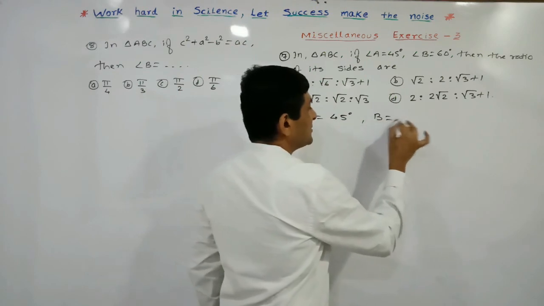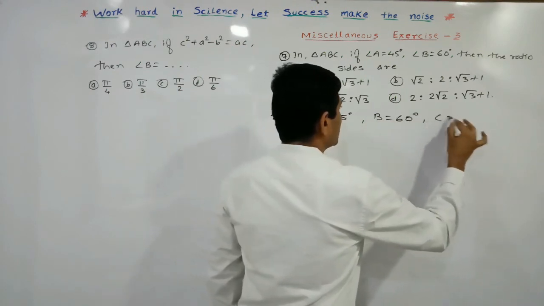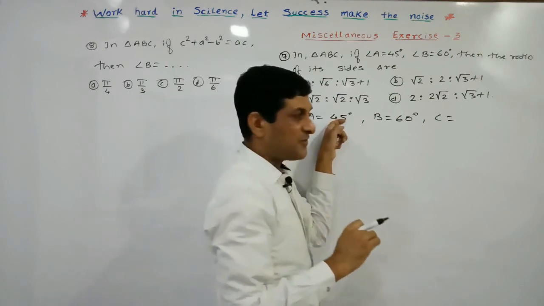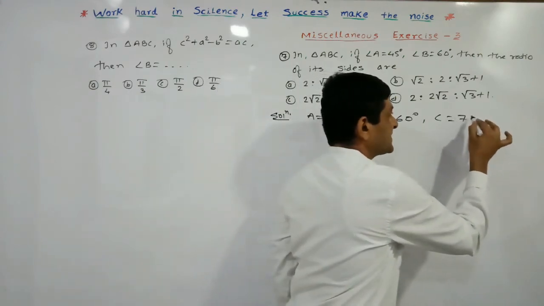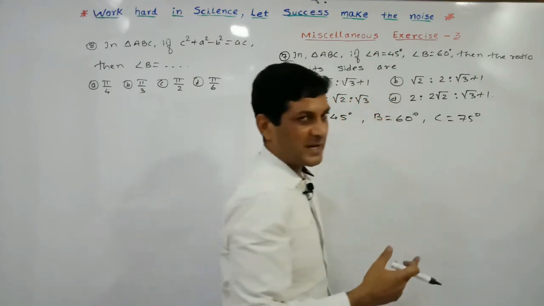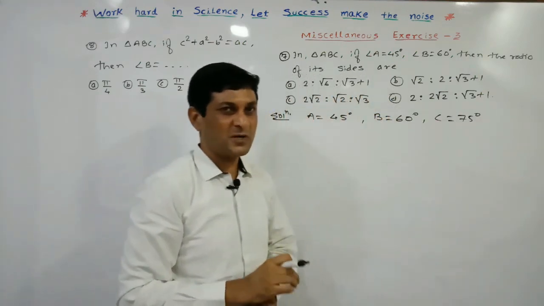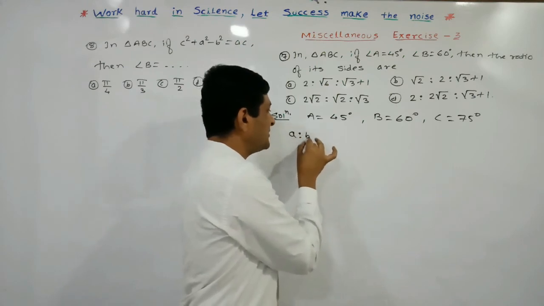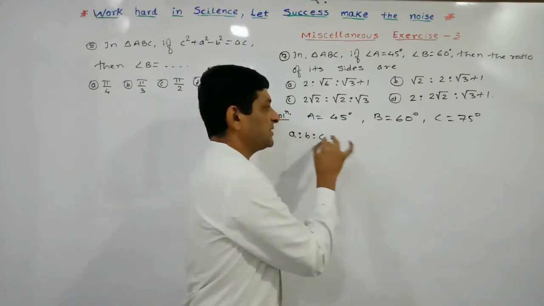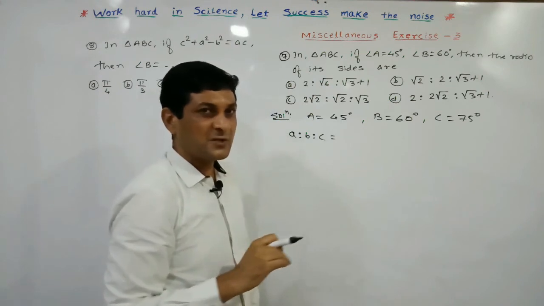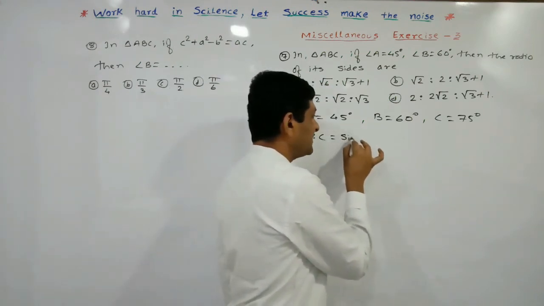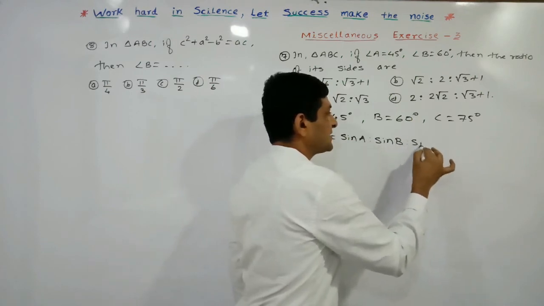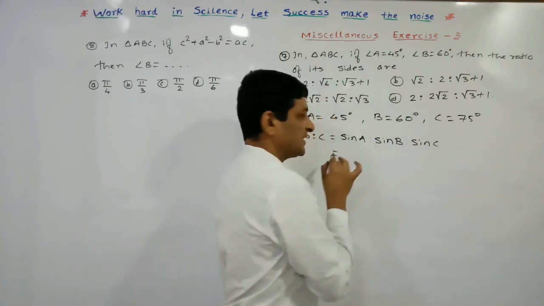Angle B is given to us as 60 degrees. From this we can say that 60 plus 45 is 105, and 105 plus 75 will be equal to 180. Means definitely C will be equal to 75 degrees. Now the question is to find out the ratio of the sides, means a is to b is to c, and we know that a is to b is to c is equal to sin A is to sin B is to sin C, using the sine rule.